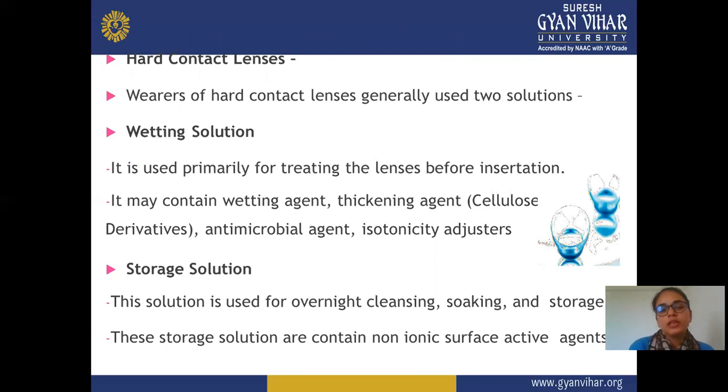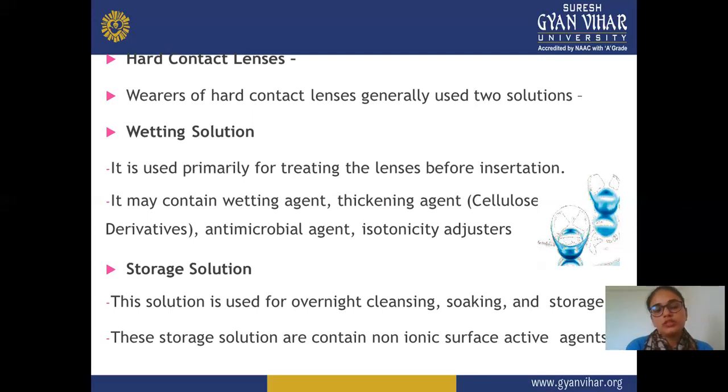One is the wetting solution. It is used primarily for wetting the lenses before insertion, and it may contain a wetting agent, thickening agent, cellulose derivative, antimicrobial agent, or isotonic adjuster. So for the wetting purpose, we are using different ingredients before insertion into your eye. It may contain a wetting agent with some surfactants, as well as a thickening agent. The thickening agent is mainly a viscosity enhancer, and an example may be a cellulose derivative. Some antimicrobial agents are also required for these hard contact lenses, and an isotonic adjuster. This is a very important parameter, because you maintain the tonicity of these contact lenses according to the isotonicity of your eye.